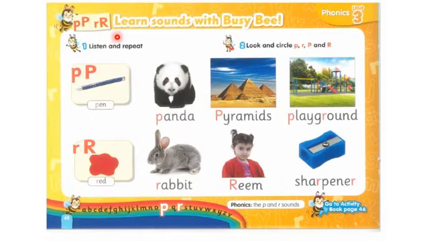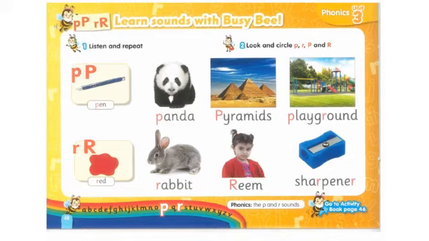Now it's time to learn some sounds with busy bee. Okay. Here we have sound P, and the letter is P. And here we have sound R, and the letter is R. Okay. We will look and circle the P and R sounds. Okay.